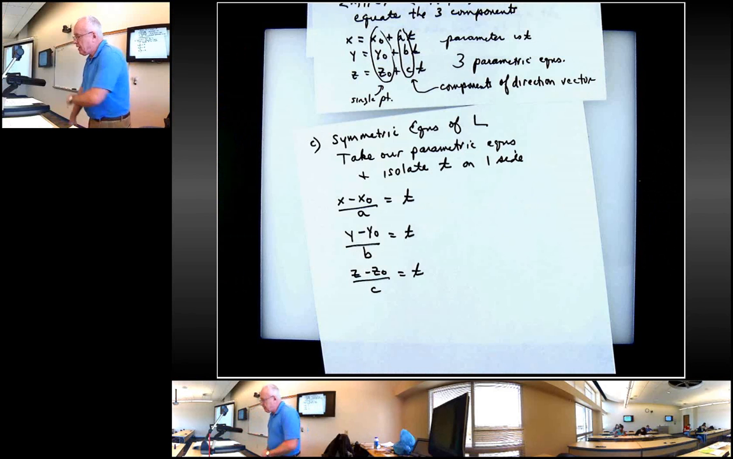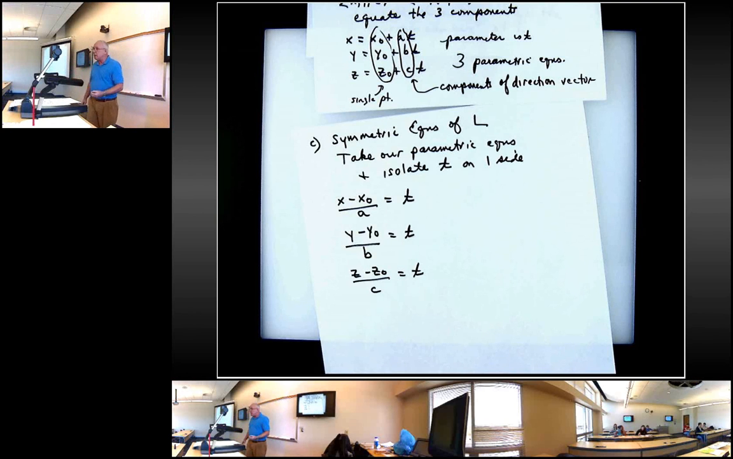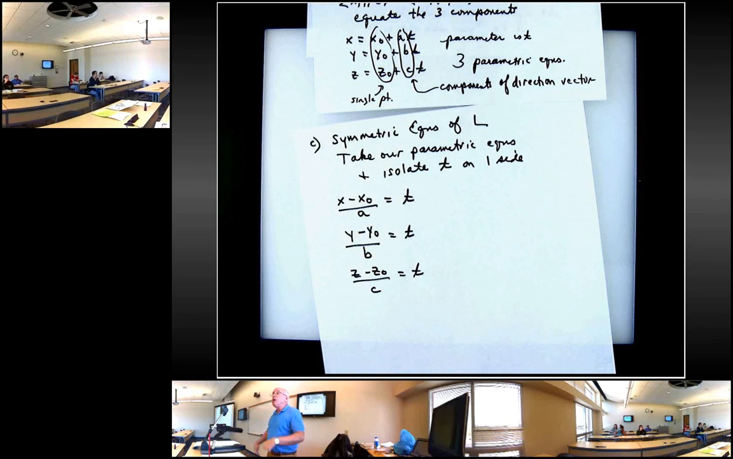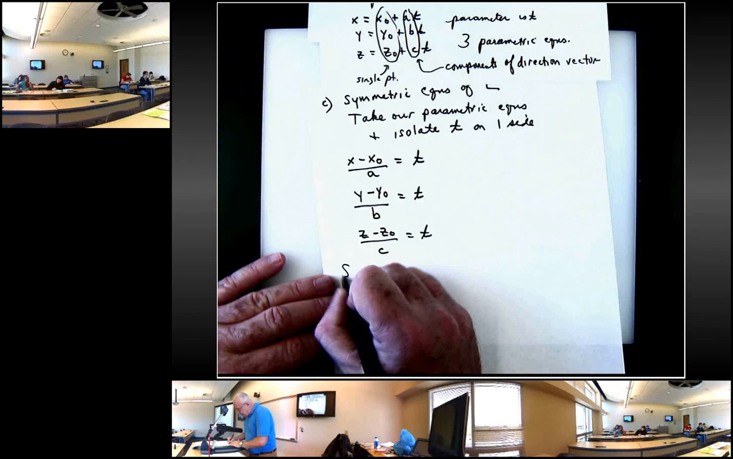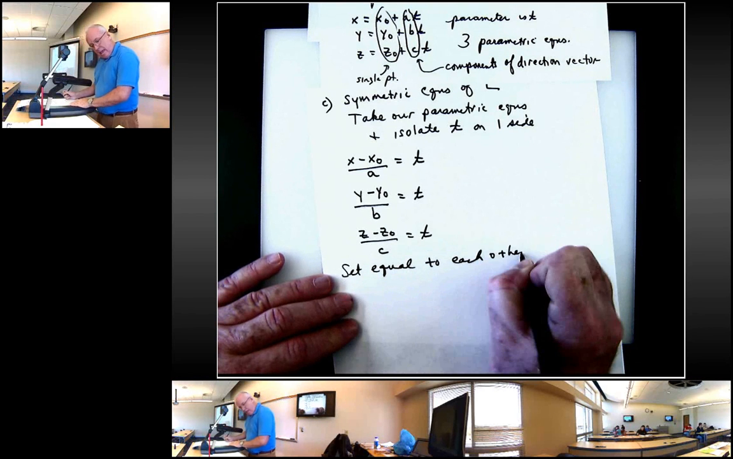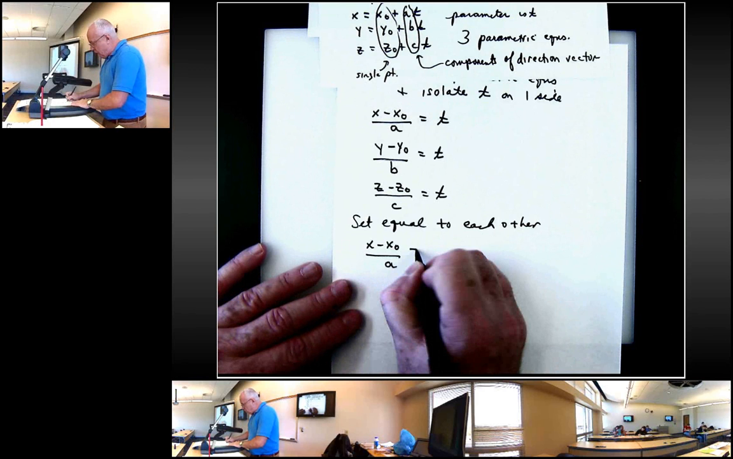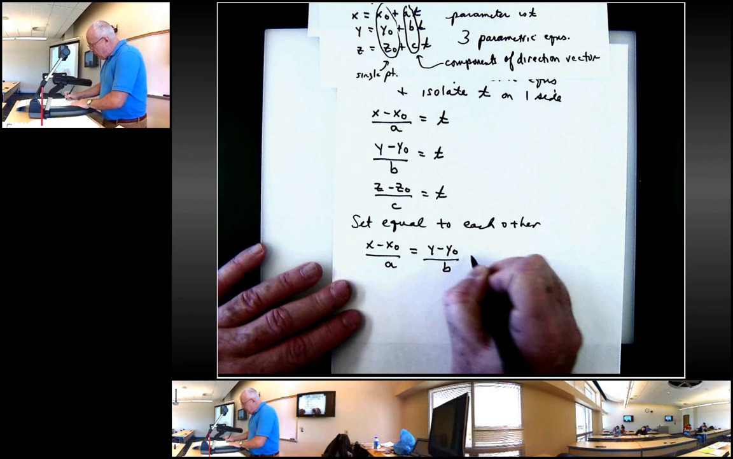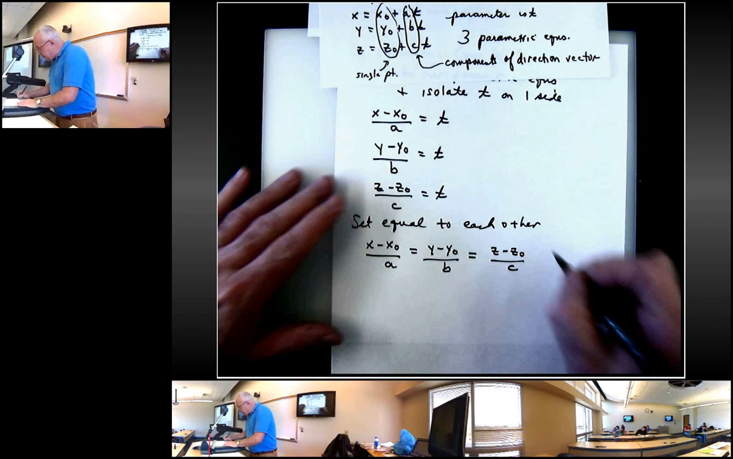Now, notice that the right-hand side of all three of these equations is the same thing. It's the parameter t. So if all three of these things are equal to the same thing, we can just set them equal to each other. And we get this. x minus x naught over a equals y minus y naught over b equals z minus z naught over c. Okay.